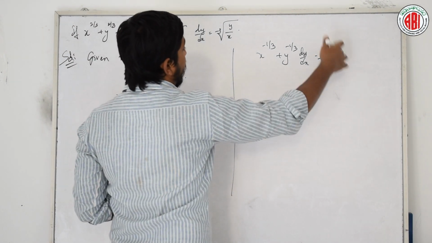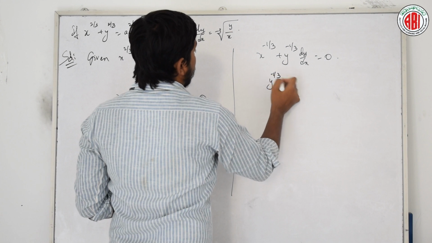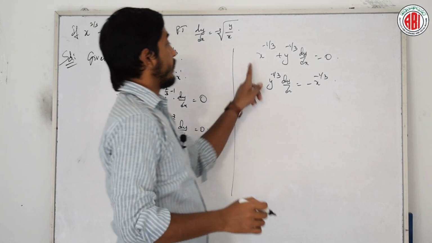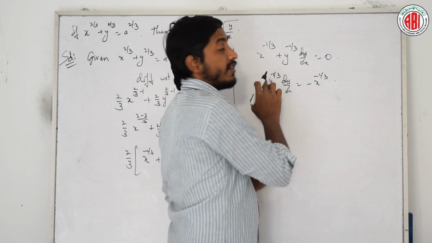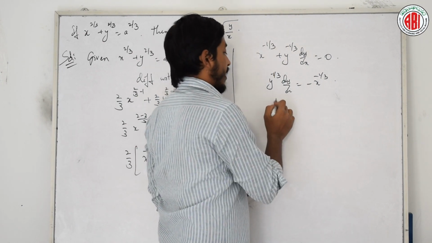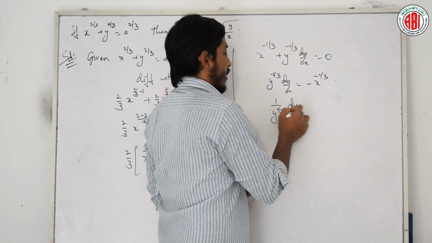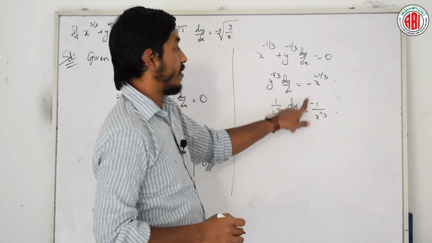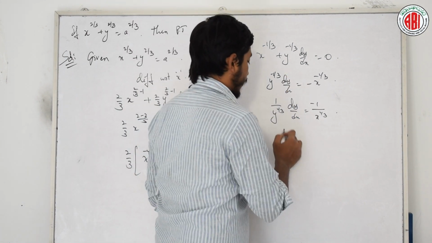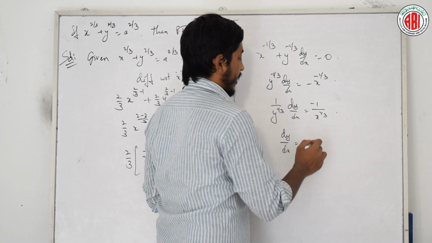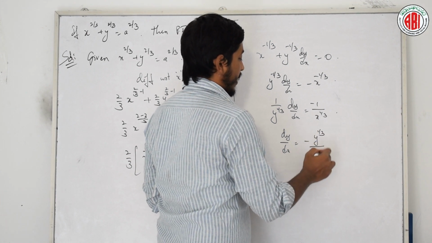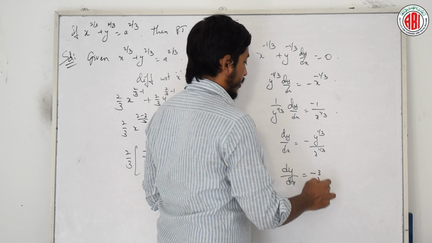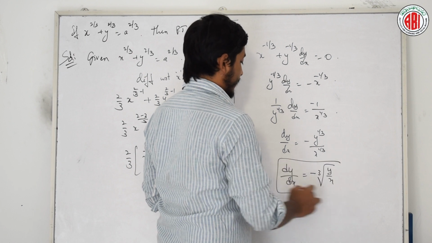Now let us take this x power minus 1 by 3 that side, y power minus 1 by 3 dy by dx is equal to minus x power minus 1 by 3. Is it right? Then minus 1 by 3, what does that mean? That is reciprocal of that. This is y power 1 by 3 dy by dx is equal to 1 by x power 1 by 3. Clear? This minus is already there. Just cross multiply. Therefore, dy by dx is equal to minus y power 1 by 3 by x power 1 by 3.